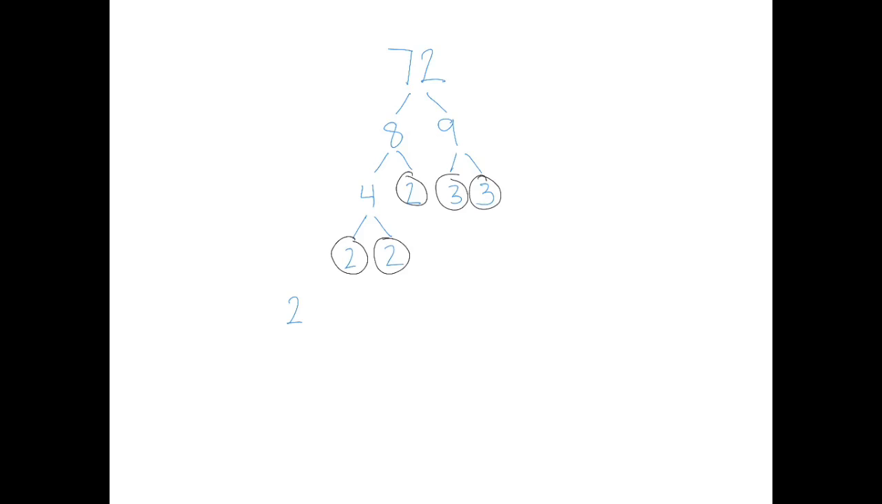So my prime factorization of 72 would be 2 times 2 times 2 times 3 times 3, which simplifies to 2 to the 3rd power times 3 to the 2nd power. How did you do?